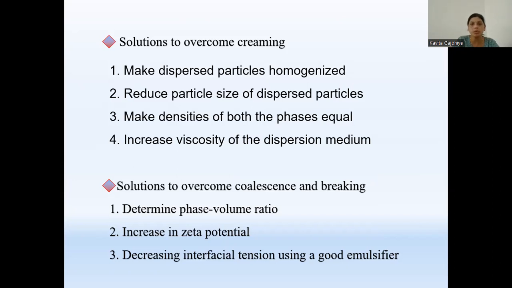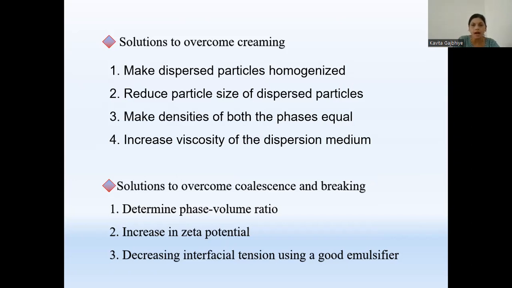Make densities of both the phases equal, like 50 to 50%. So, a 50 to 50 ratio will be a good criterion to maintain the emulsion consistency. Increase the viscosity of the dispersion medium. Yes, this is also one of the points included under overcoming the process of creaming.